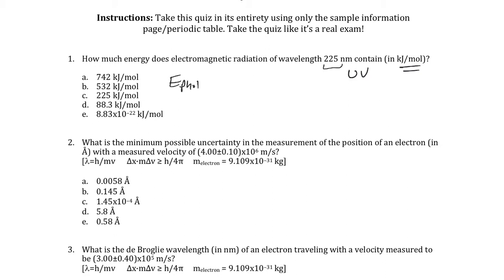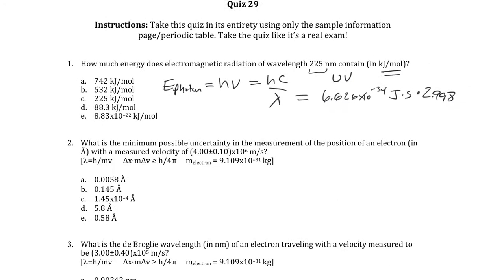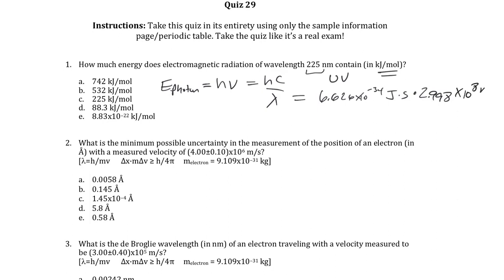So the energy of a single photon is calculated with the equations either h nu or hc divided by lambda. And what I would do here is use hc divided by lambda, so 6.626 times 10 to the minus 34 joules times seconds times 2.998 times 10 to the 8 meters per second. So the per second cancels with the seconds in Planck's constant. And we divide by the wavelength, but we want to go into meters: 225 nanometers, where 1 nanometer is 10 to the minus 9 meters.